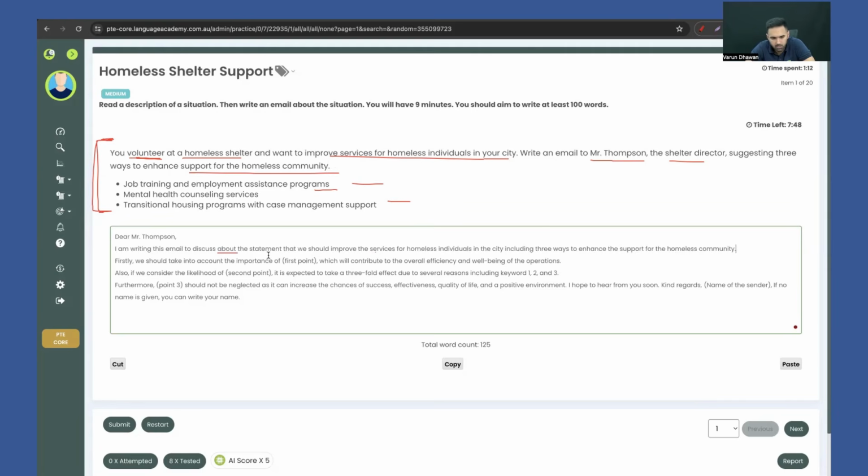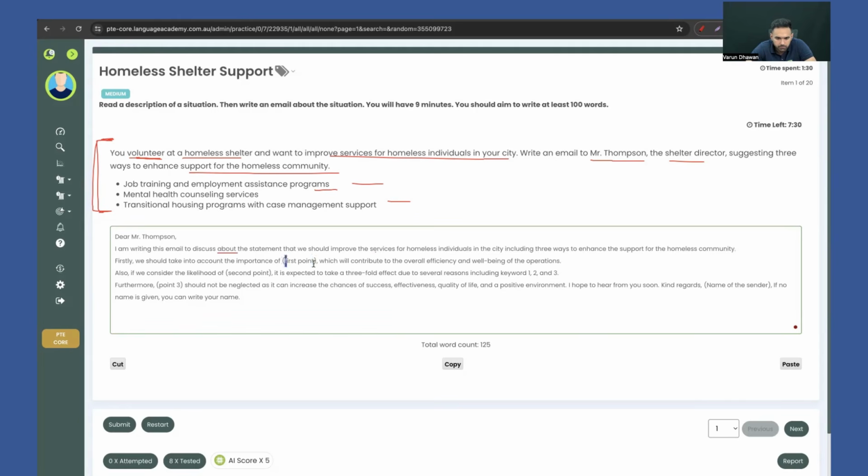You could have even written this way. I'm writing this email to discuss about the statement that I am a volunteer at homeless shelter and would like to improve services for homeless in the city. You could have written this way as well. So there's no hard and fast rule, but yes, we have to try and include as many keywords as we can.